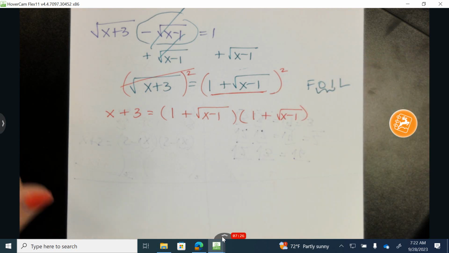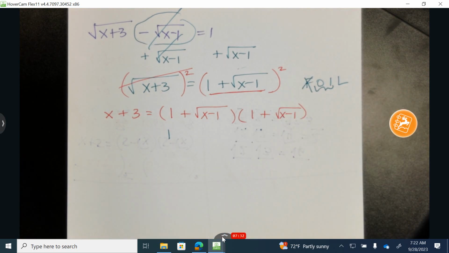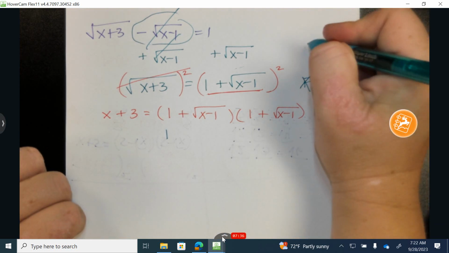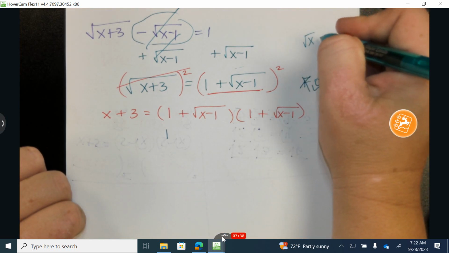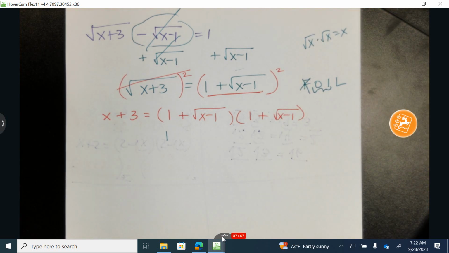These two I'm going to combine and I'm going to do in my head. Let's start with the fronts. 1 times 1 is 1, and I'm going to cross out the F. Now I'm going to do the last next. Now remember, let's go back to this thought. The square root of x times the square root of x is simply x. You take the same thing times itself, the square root of some quantity, times the square root of the exact same quantity is that quantity.